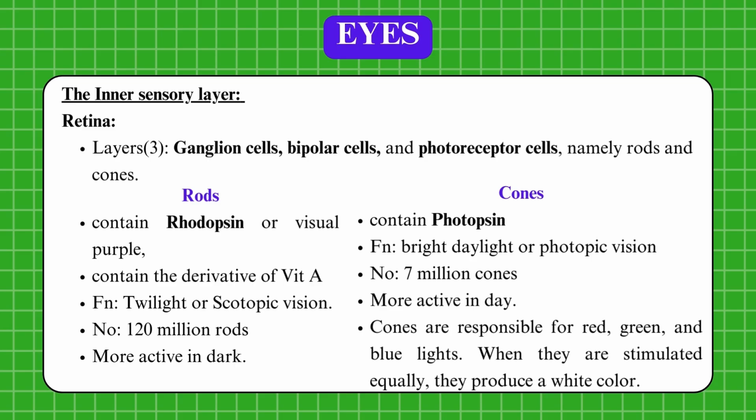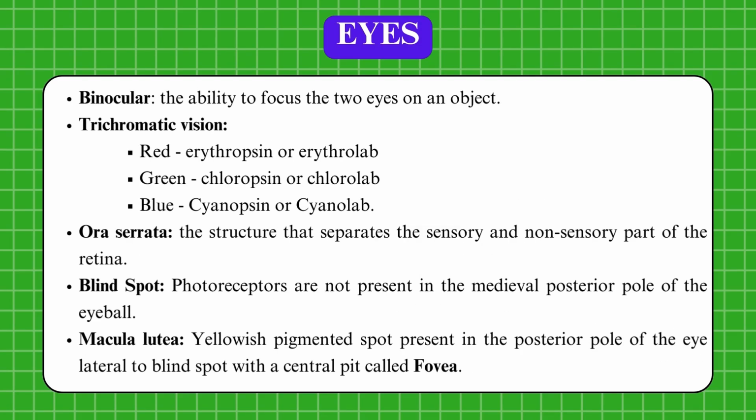Cones. Cones contain photopsin. Function. Bright daylight or photopic vision. There are 7 million cones present. More active in day. Cones are responsible for red, green, and blue lights. When they are stimulated equally, they produce a white color. Binocular. The ability to focus the two eyes on an object. Trichromatic vision. Red, erythropsin or erythrolabe. Green, chloropsin or chlorolabe. Blue, cyanopsin or cyanolabe.